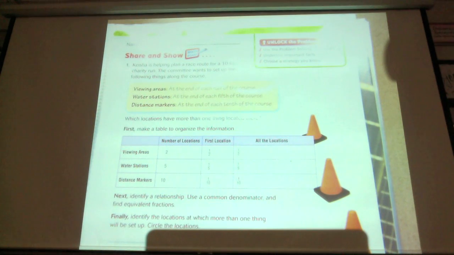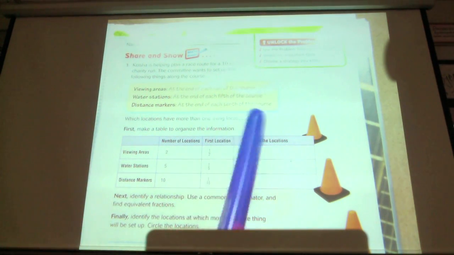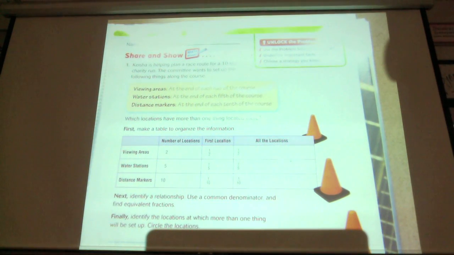They need to stop. And the last one is a distance marker. So as you're running, you will know how far you've run at the end of each 10th of the course. So if you take the course and you divide it into 10 equal sections, at the end of each of those sections, it will have a marker that shows you how far you've already run.